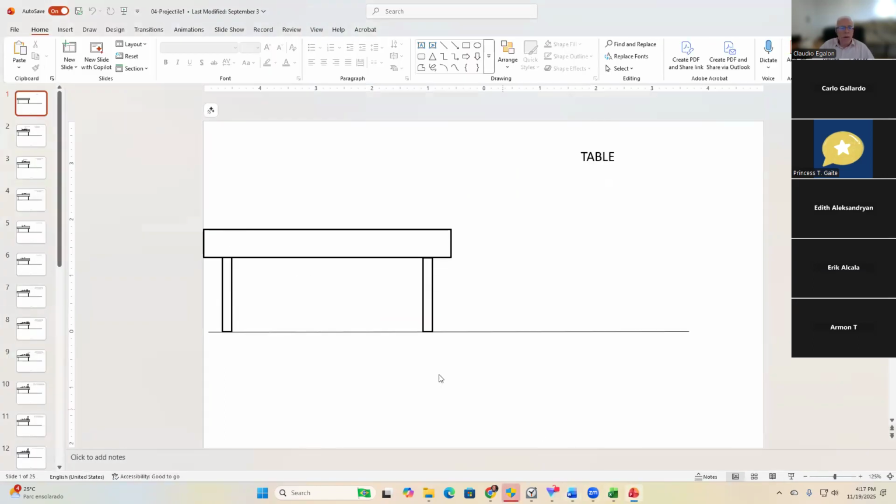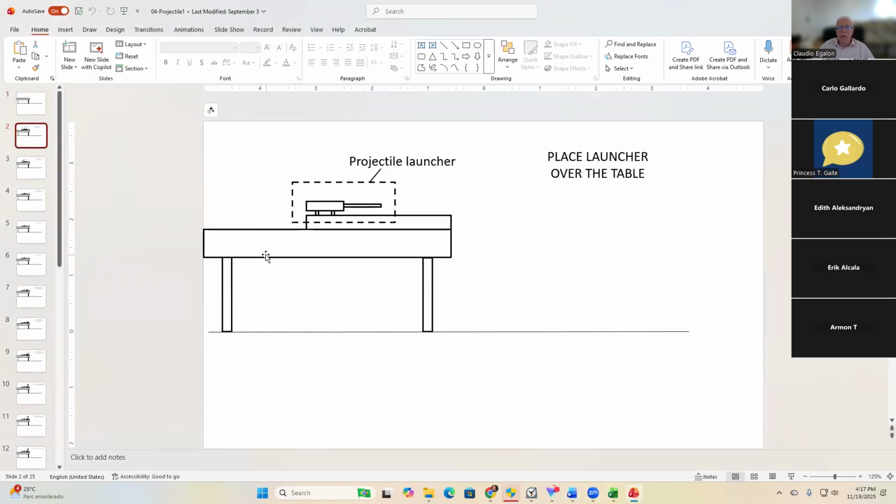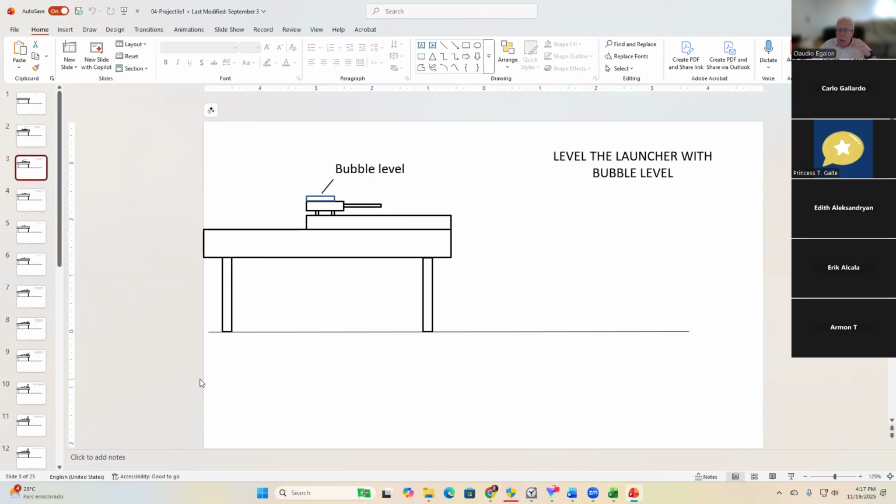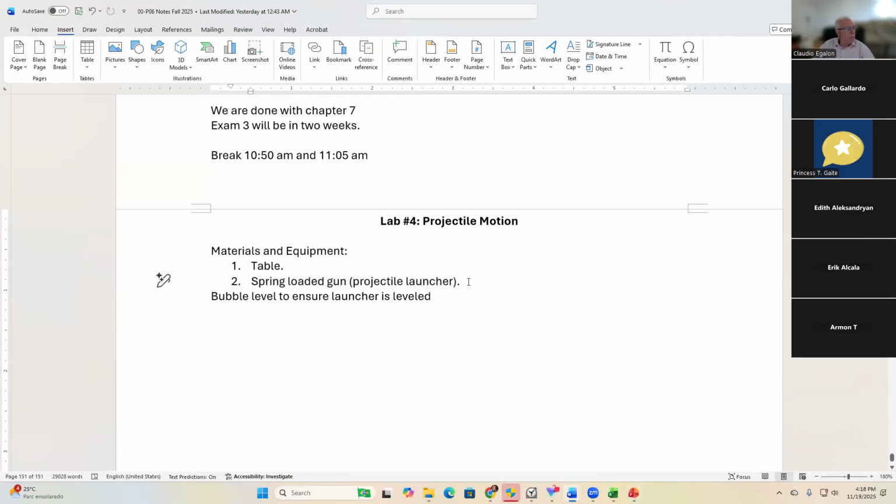Okay. So is the next one right in here. This spring is mounted over a support. Okay, we call that a projectile launcher. And we place it with its support over the table. Okay, so what we have here inside is a spring that we can load and launch a projectile. To make sure that the launcher is leveled, using a bubble level. Bubble level, can put it here.